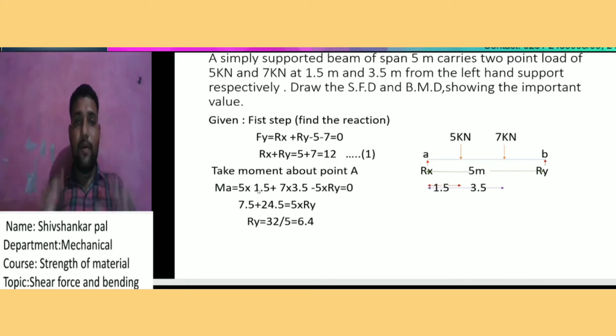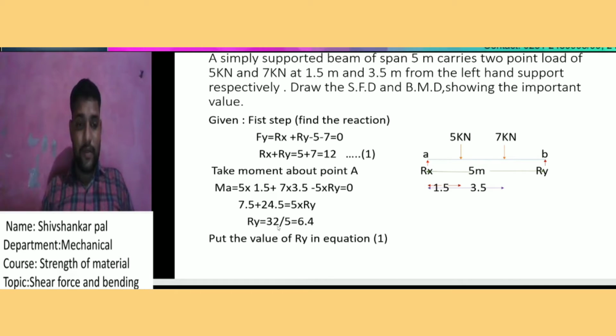Then the moment at any point equal to 0 is the third condition of equilibrium. So MA is equal to 0. The numerical part goes to one side and the variable part to the other side. Minus 5 into Ry goes to this side and becomes positive, so 5 Ry is equal to 7.5 plus 25, the sum is 32, and 32 divided by 5 gives Ry equal to 6.4.